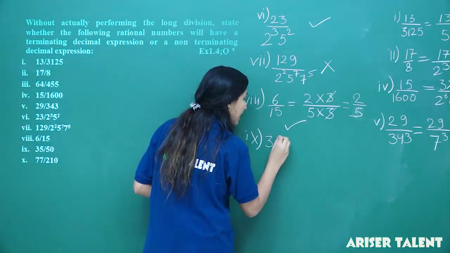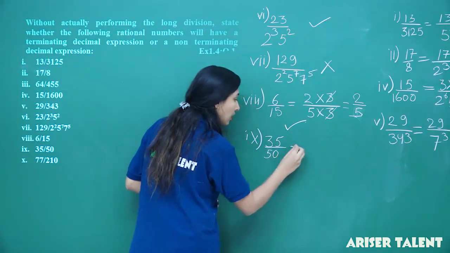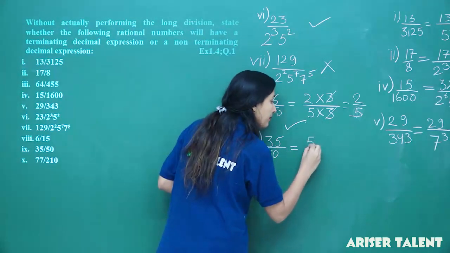Then the 9th one, 35 by 50. How can we rewrite it? Do the prime factorization now.